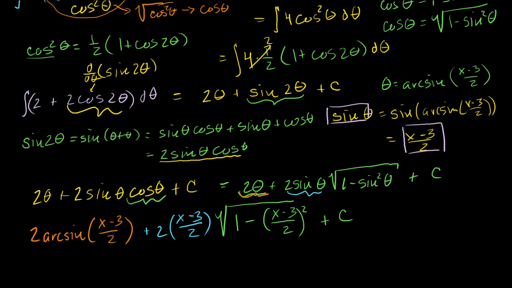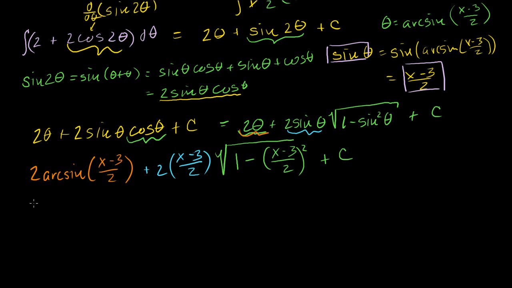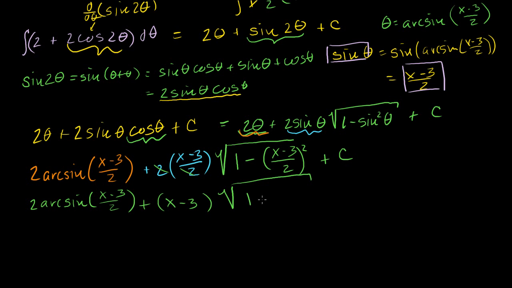And let's see if we can simplify this even more now that we're already at the home stretch. So this is equal to 2 arc sine of x minus 3 over 2 plus these two terms, this 2 and this 2 cancel out, plus x minus 3 times the square root of 1 minus x minus 3 squared over 4. This simplification, I should write that in quotes, is taking me longer than I thought. But let's see if we can simplify this even more.